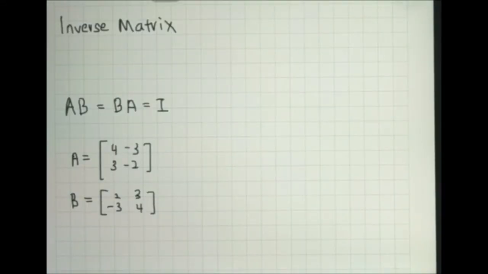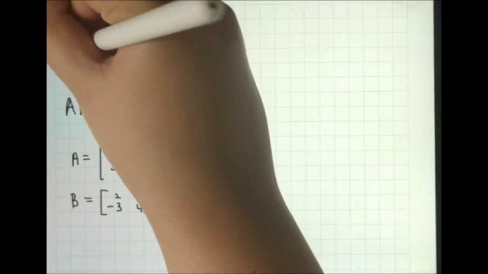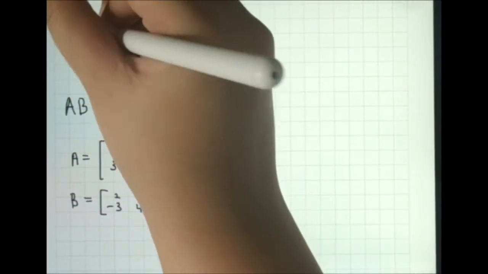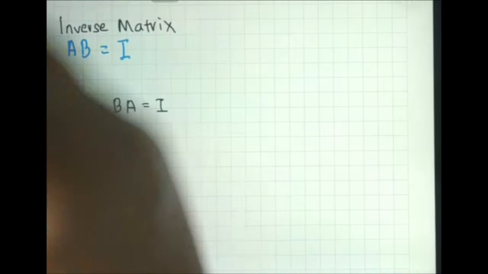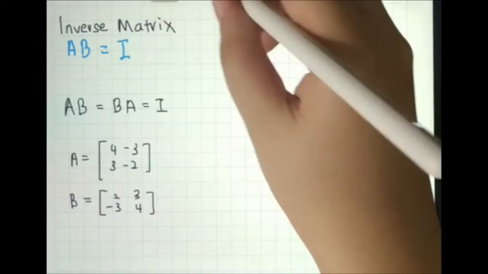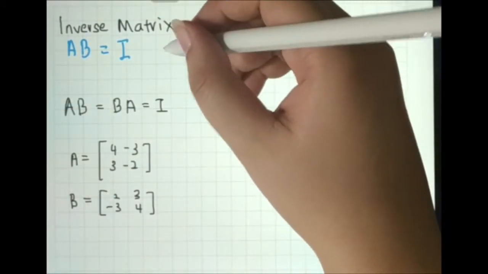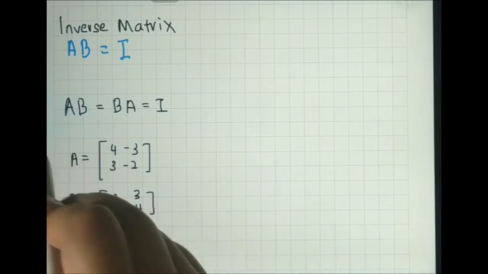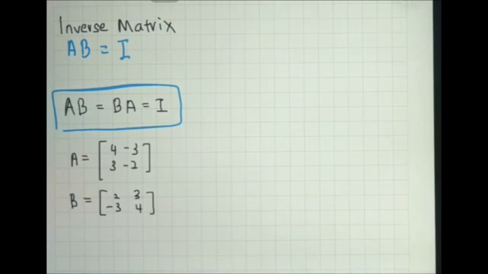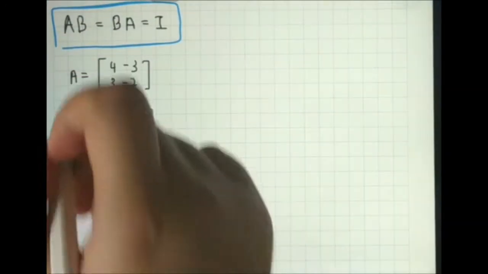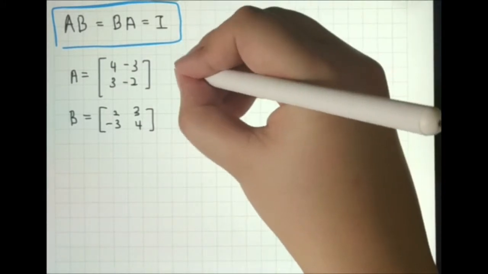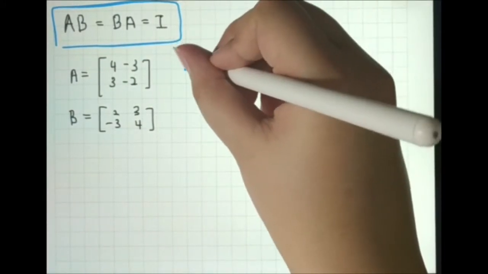Alright, let's move on to the inverse matrix. When matrix A multiplies with matrix B and the product is the identity matrix, then matrix B is the inverse of matrix A and vice versa. What does that mean? Okay, let's look at this example. We have matrix A and matrix B. So let's multiply A and B.